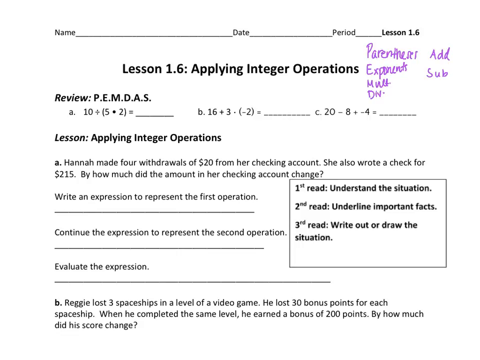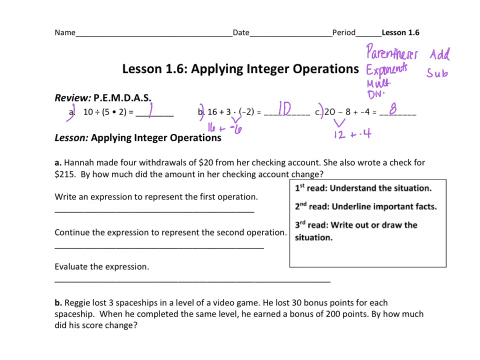follow PEMDAS. Otherwise, you're going to get the answer wrong. So I want everyone to try A, B, and C, and see what you can do with A, B, and C. So pause the video, try those questions, then press play, see if you got them right. Okay, so I'm feeling like some people made mistakes. So let's take a look at what I did.